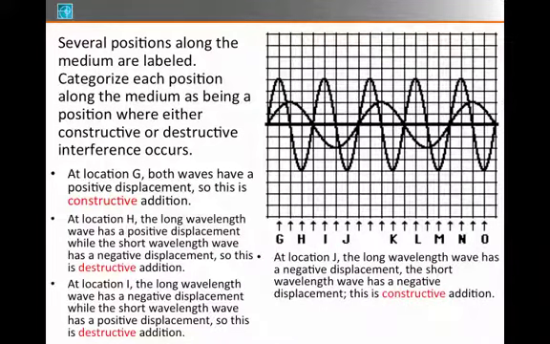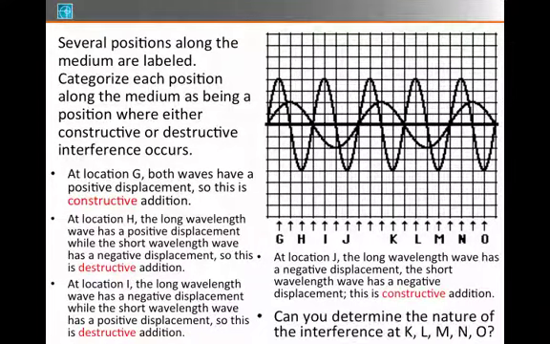At J, however, both waves have a negative displacement, and we would again say that these have a constructive addition. Can you determine the similar nature of the interference at other locations like K, L, M, N, or O?